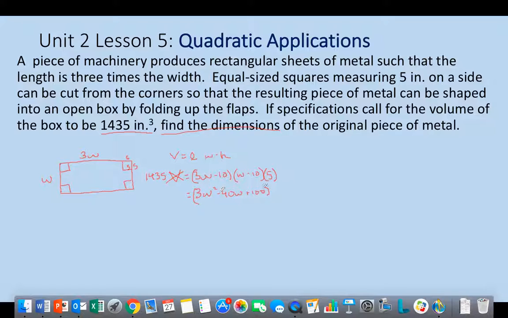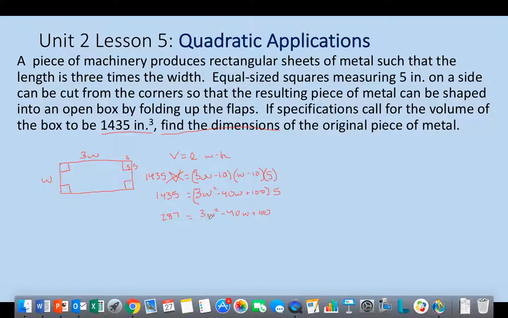And, well, let's see. I still have this 5 hanging out here. So 1, 4, 3, 5. I think rather than going ahead and multiplying that in, I'm just going to divide both sides by 5. And that's going to leave me with 287. So 1435 divided by 5, 287, equals just what I've got left here, 3w squared minus 40w plus 100.